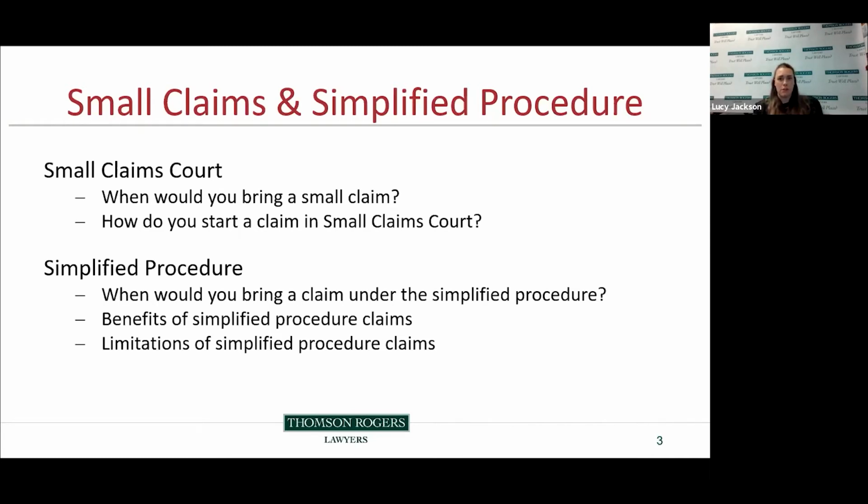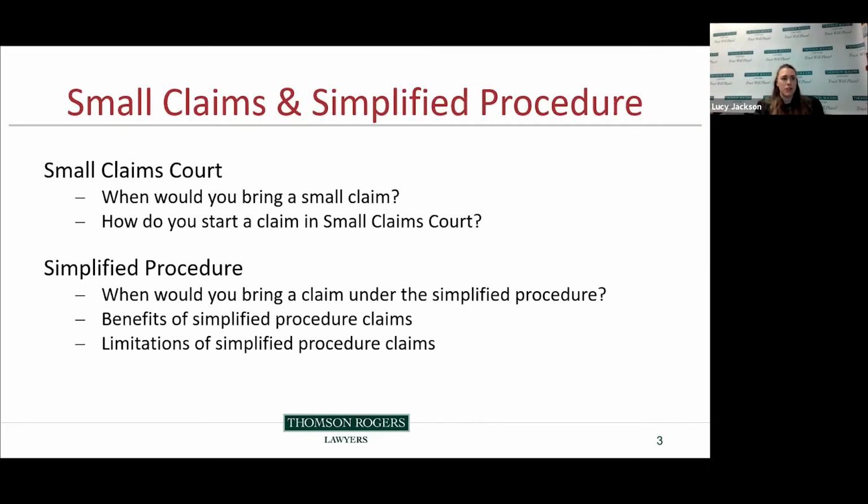Another benefit of the simplified procedure is the fact that there is no jury allowed. And I say that because in a lot of personal injury cases, we see juries actually make quite low damage awards. And so this may be a benefit in these types of cases.